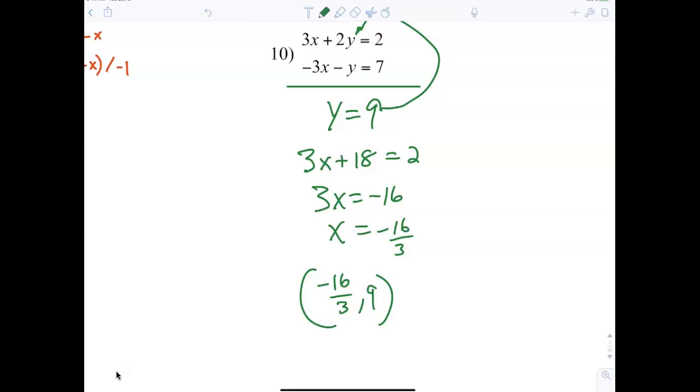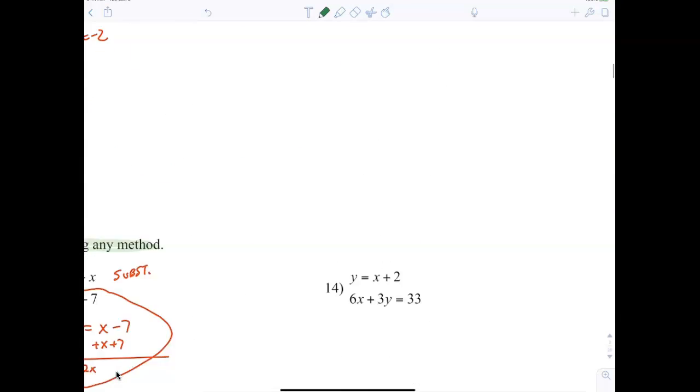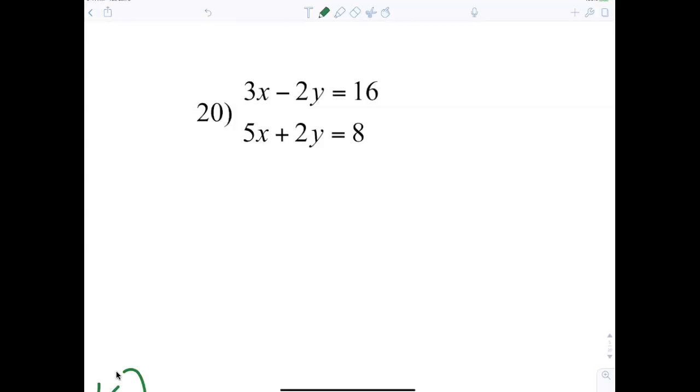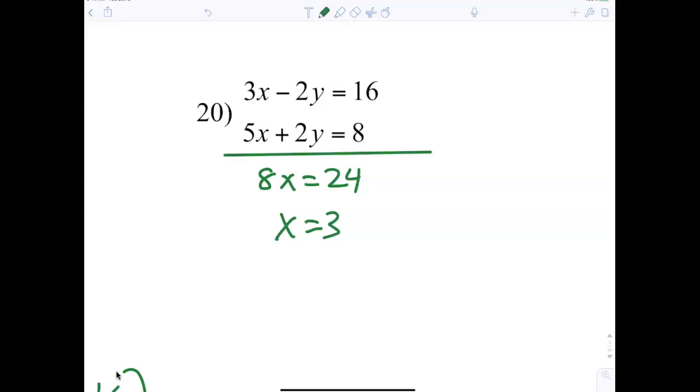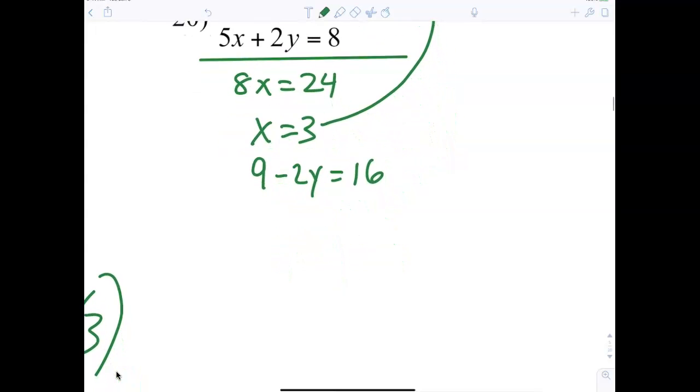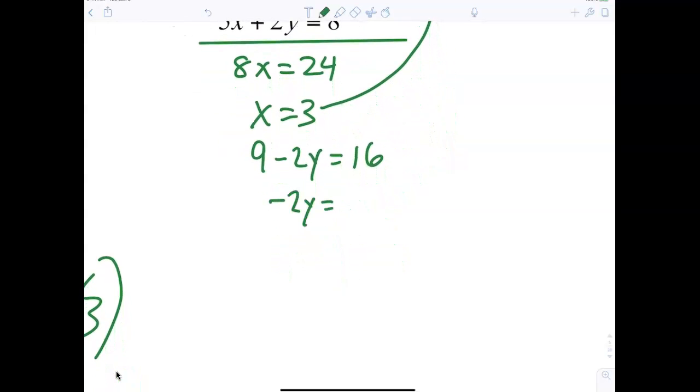All right, let's go to 20. Again, this was kind of nice because you can just add them, right? You agree with that? So x equals 3, right? So now that x equals 3, I'm just going to put it up here. 9 minus 2y equals 16. Do you agree? Negative 2y equals 7.